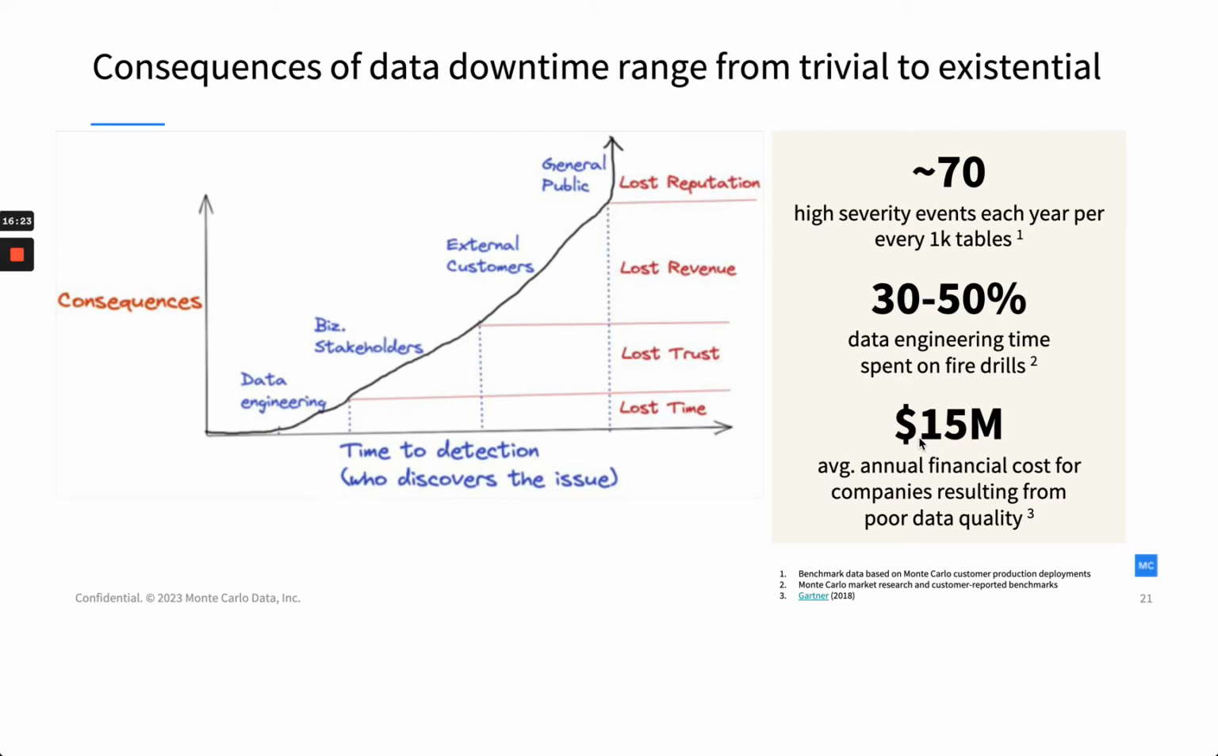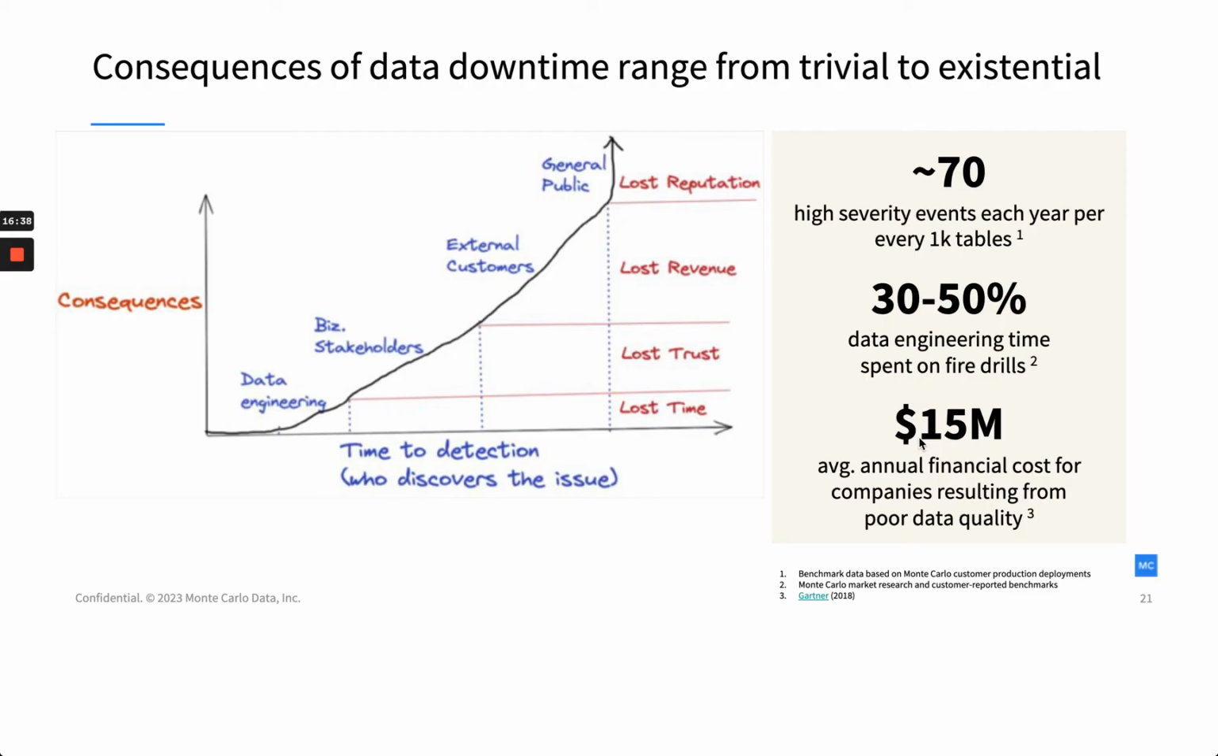And so the sooner we can cut down on the time to detection for data issues, the better. So as you know, data will always break. It's never not going to break, even with the most robust testing and diffing and validation. Data will still continue to break.